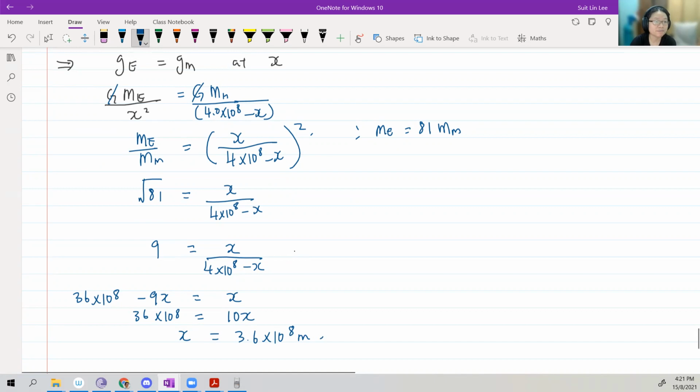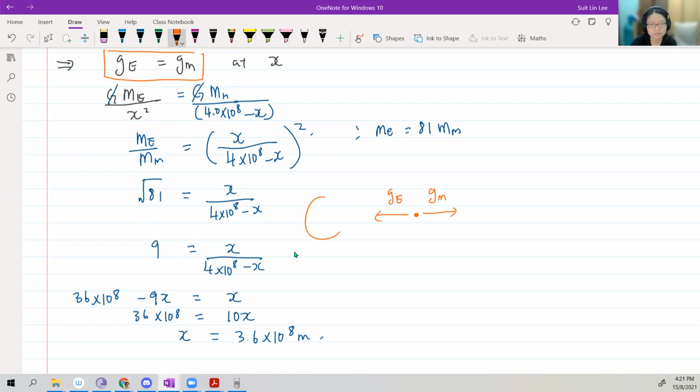So at this point, GE is equal to GM. So if you look at your point mass, one is attracted to the moon, one is attracted to the Earth. Earth is here, moon is here. So the forces will cancel out, or the gravitational field will cancel out, because they are vectors and they act in opposite directions. At 3.6 times 10 to the power of 8. I think we have more than enough to draw.